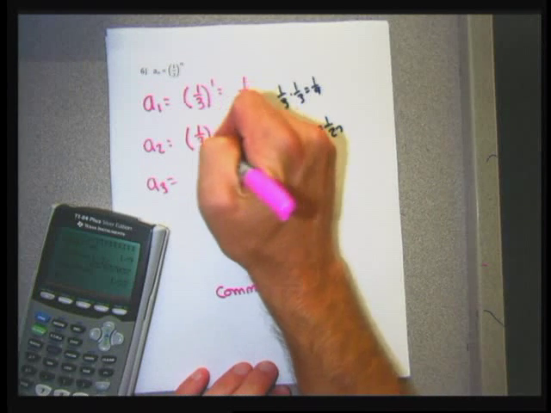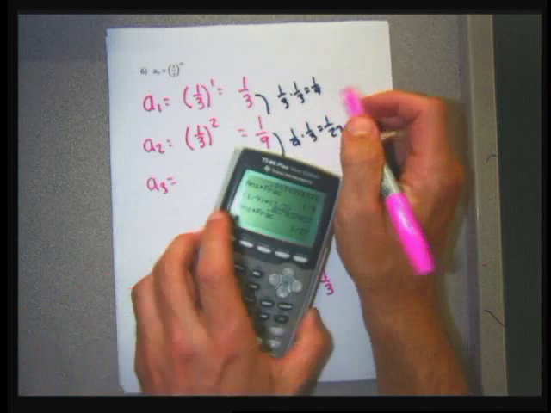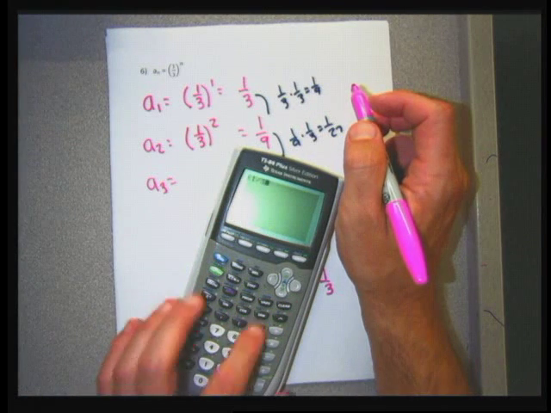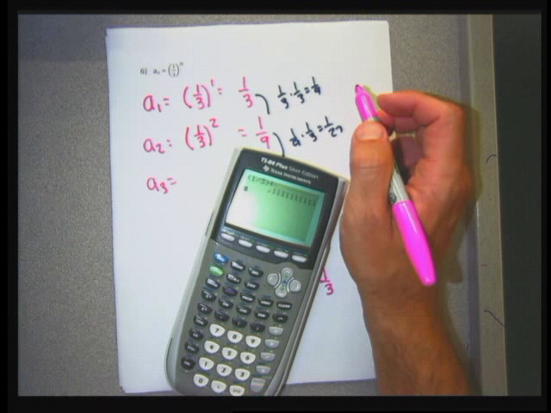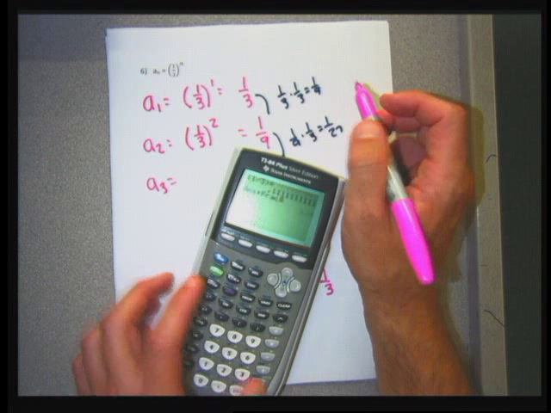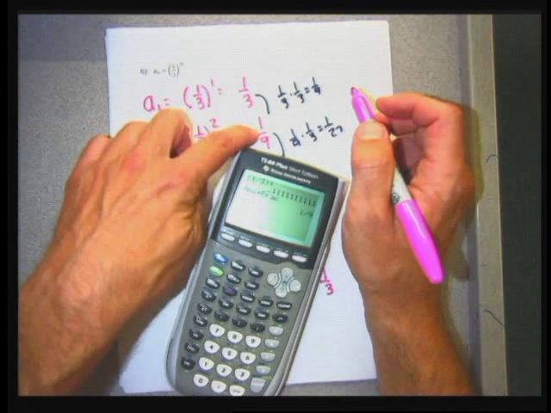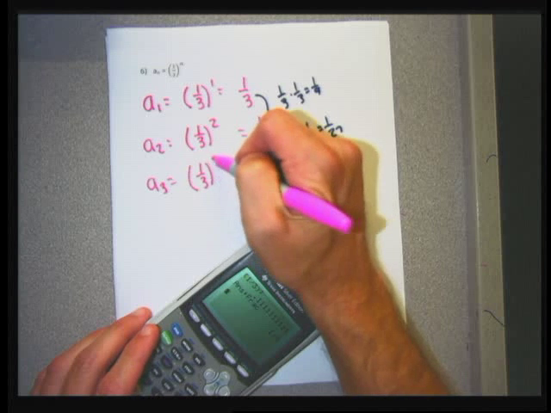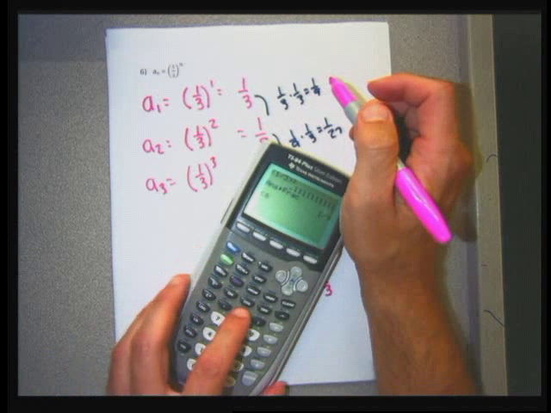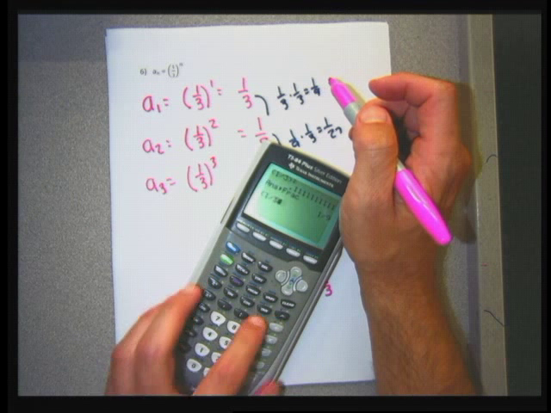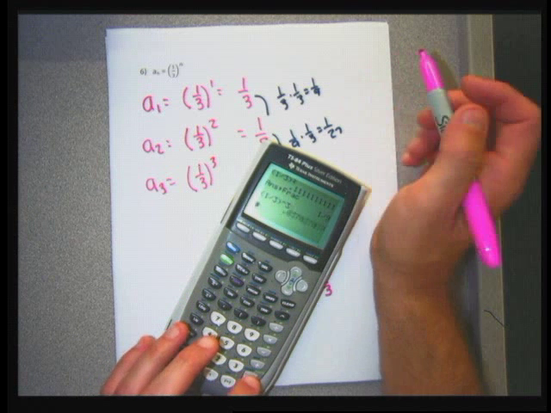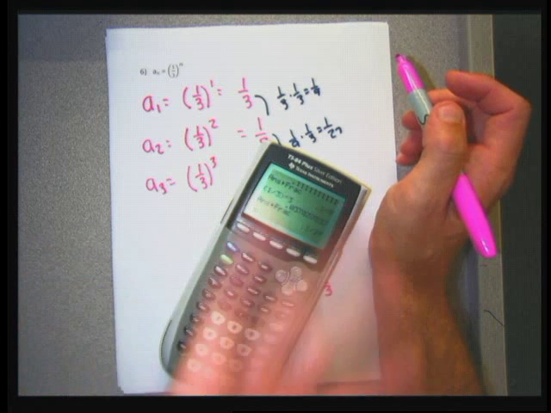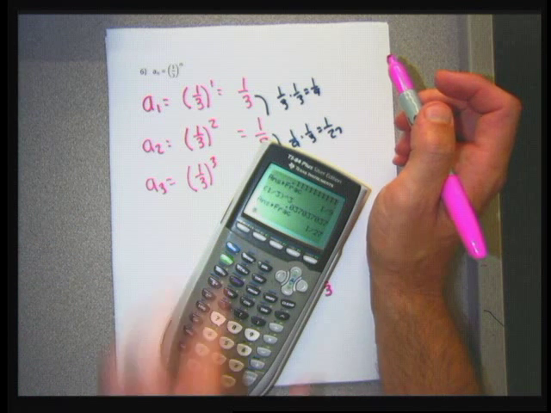A sub 2 is supposed to be 1/3 quantity squared. I'll do that on my calculator. Parentheses 1 divided by 3 squared. And then math enter. And I get 1/9 like I suspected I would. A sub 3 is 1/3 cubed. I'll do that on my calculator. Parentheses 1 divided by 3, up arrow 3, enter, and then math enter, and that's 1/27, just like I needed it to be for the common ratio to be 1/3.